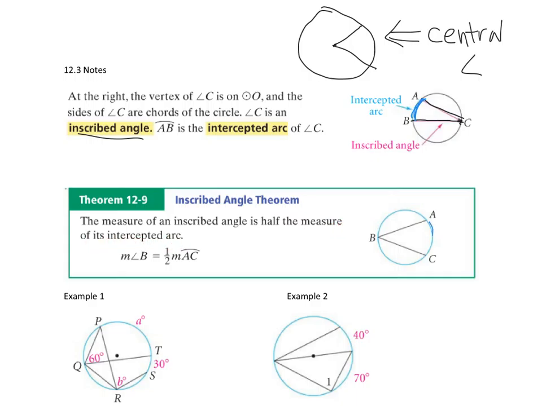So if you knew that this arc was 80 degrees, then the inscribed angle that makes it up is 40 degrees. It's half of it. So I'm going to highlight and use different colors to show you what the inscribed angle is and what the intercepted arc is.